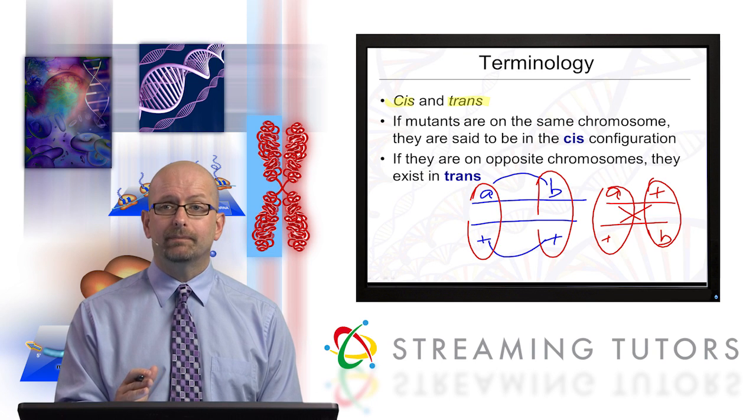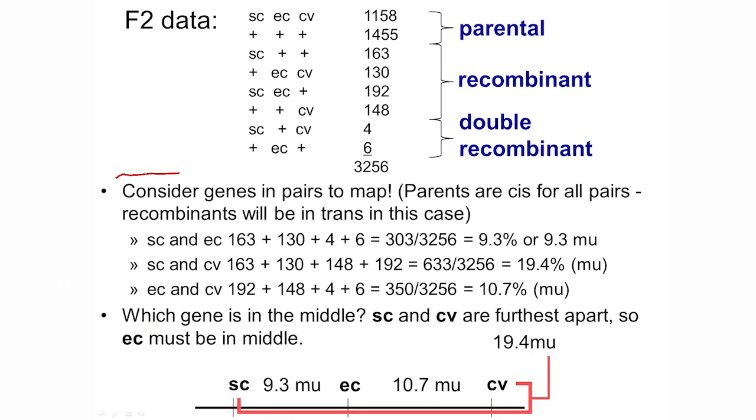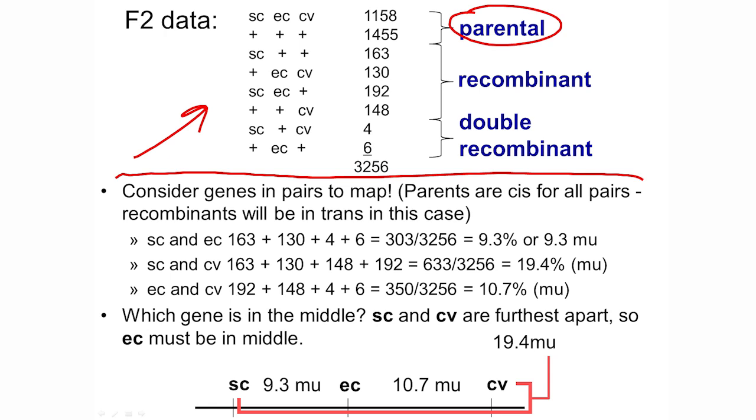Okay, cis and trans. Now, I'll try again to make an almost straight line. This data up here is the exact same data that was just on the other page. But now we want to use it to make the map. Just for the record, sometimes they'll just say, without even telling you the cross, here's the data, go ahead and make a map. And then you're going to have to make certain assumptions about it. For example, that the parentals are the most number, the double recombinants are the smallest number, and you'll have to figure out which recombinant classes are which. But we know, since we just got this data.